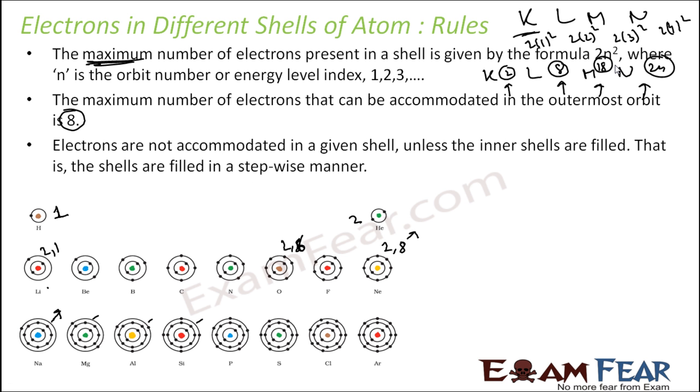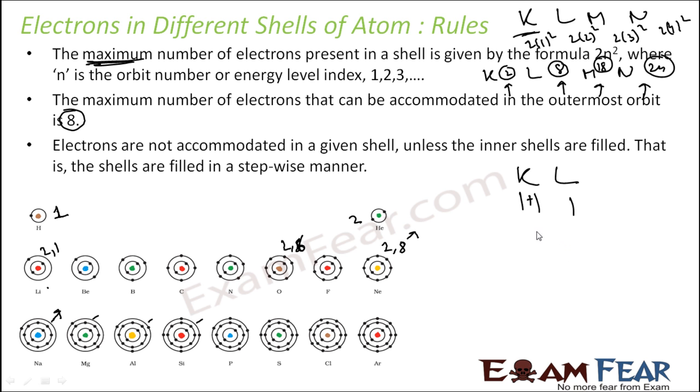Right? And electrons are not accommodated in a given shell unless the inner shells are filled. That is, the shells are filled in a stepwise manner. For example, I have to fit in the 3 electrons of lithium. The first electron will go to K. The second electron will also go to K. K is filled because K will have at the max 2. The third electron will go to L.